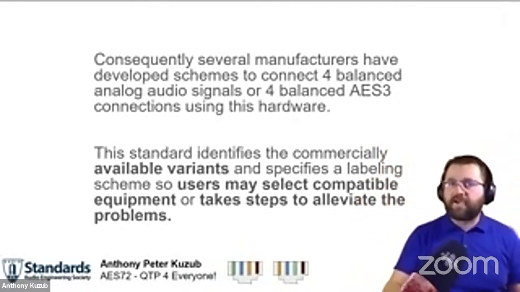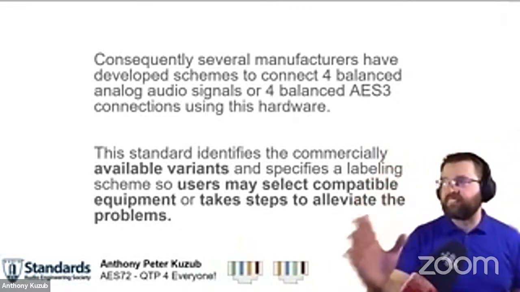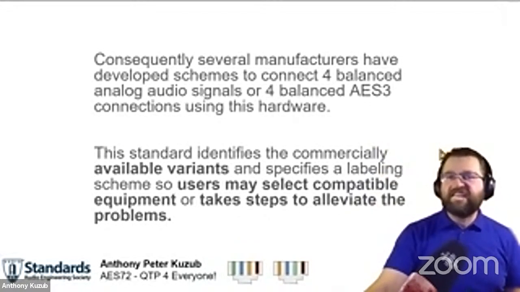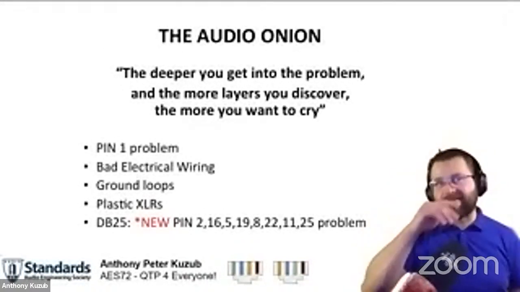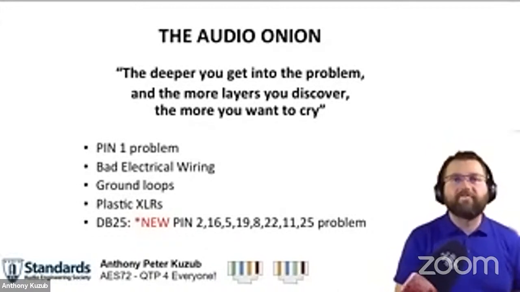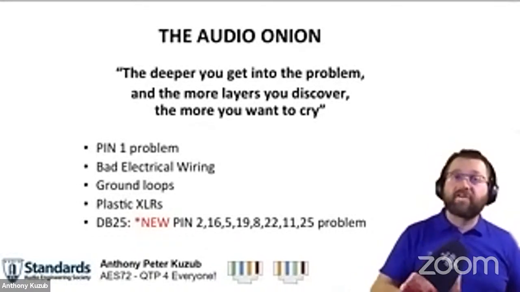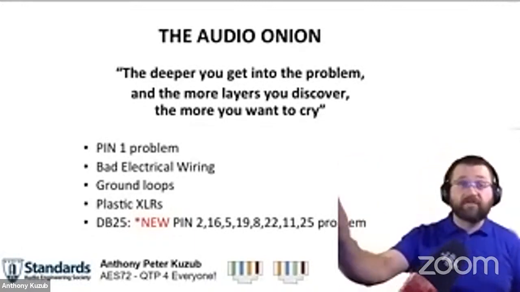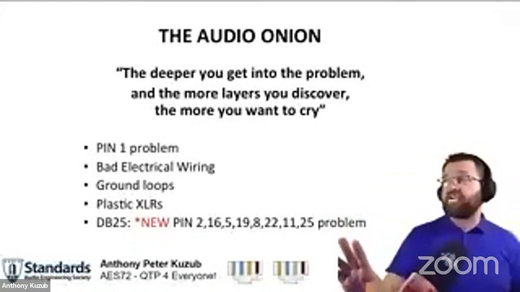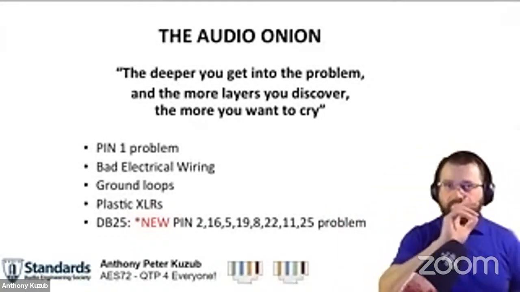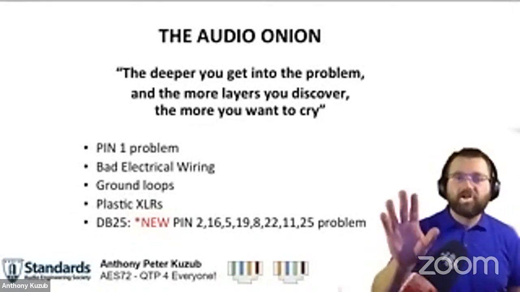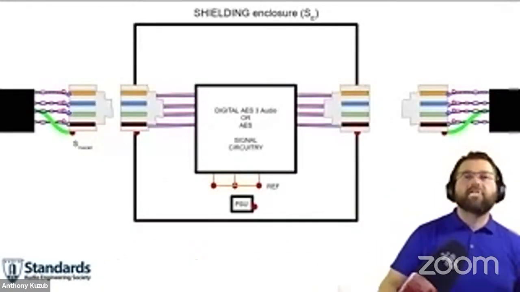So we identified variants, and we asked vendors to identify compatibility, and this is all in an effort to alleviate problems. We're bringing attention to the problem. And again, like the audio onion's deep, right? So the deeper you go into the problem, the more levels you discover and the more you want to cry. But I love the taste of onion. So we have the pin 1 problem, it's still there. Bad electrical wiring, still there. Ground loops, still there. Plastic XLRs, still there. See Bill's presentation last month. Then we got this new problem that I've coined. It's called the pin 2, 16, 5, 19, 8, 22, 11, 25 problem. And I'll talk a little bit more about that.